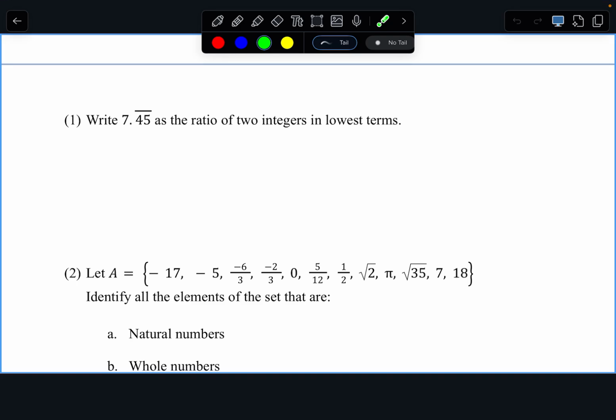So this means, I'm going to write in blue, 7.454545, and it keeps on going, right?